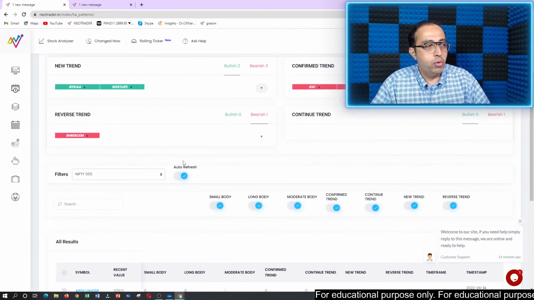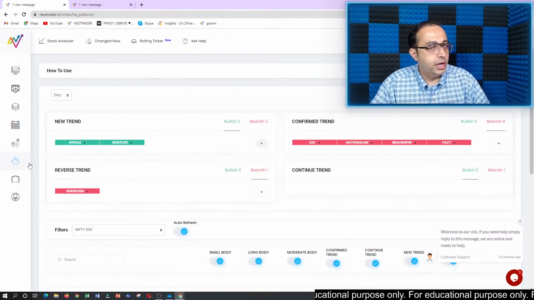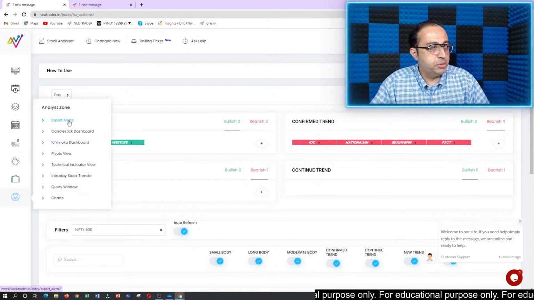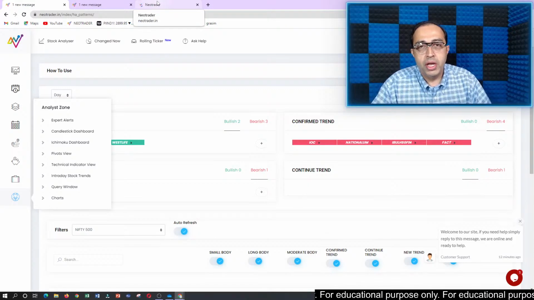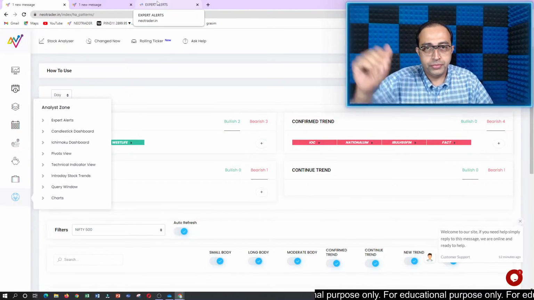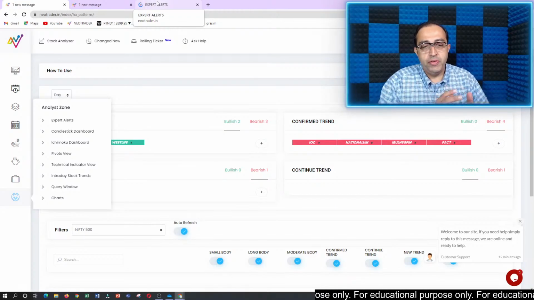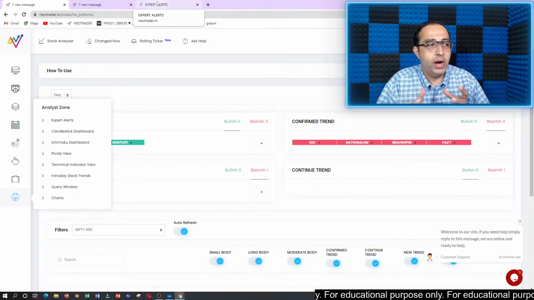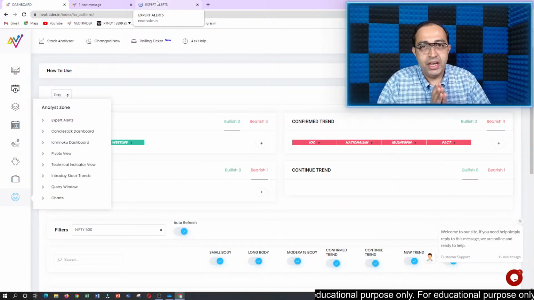So tomorrow when you come, you can go into your expert alerts page, and you can see which stock is moving. You can pull this same set of stocks into your intraday trades. So this way all of you can take advantage of this exciting feature of watchlist.